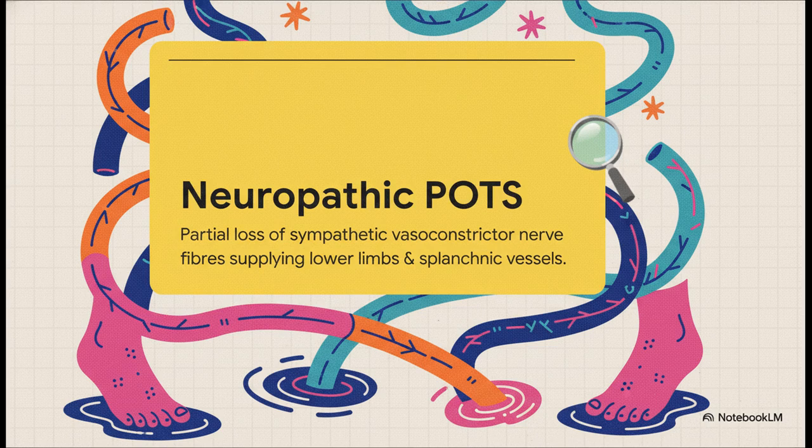The most common mechanism we see in clinic is neuropathic POTS. This stems from a partial loss of those sympathetic vasoconstrictor nerve fibers that supply the legs and the splanchnic bed. Essentially, the veins in the lower half of the body are literally denervated. So when the patient stands up, there's totally inadequate peripheral vasoconstriction. The blood pools excessively simply because those vessels aren't getting the signal to squeeze. Oh, and you'll often spot abnormal pseudomotor findings here too, like a noticeable lack of sweating, especially down in the feet.